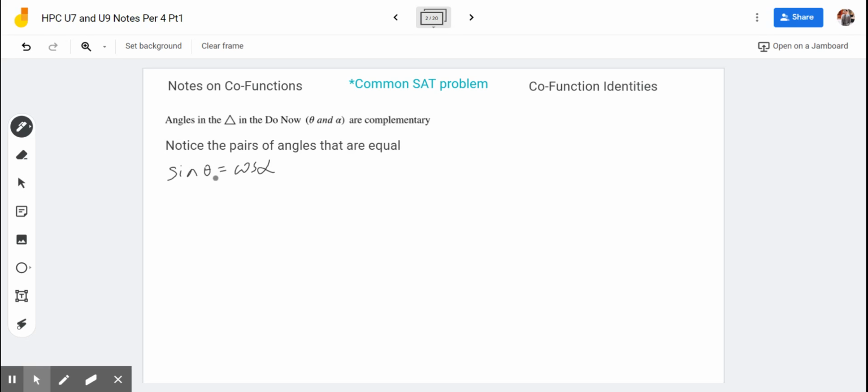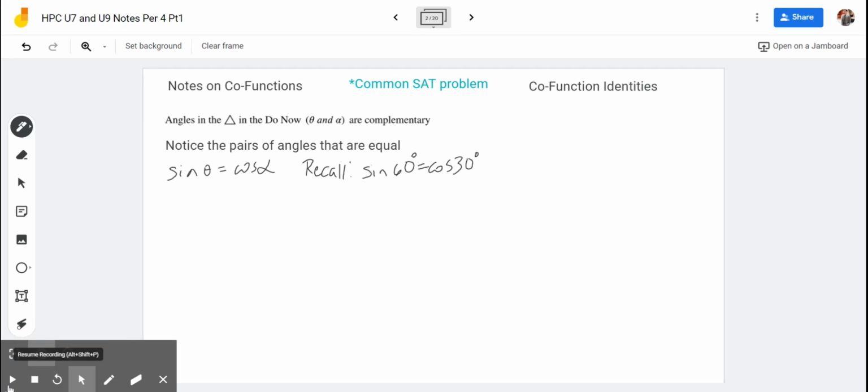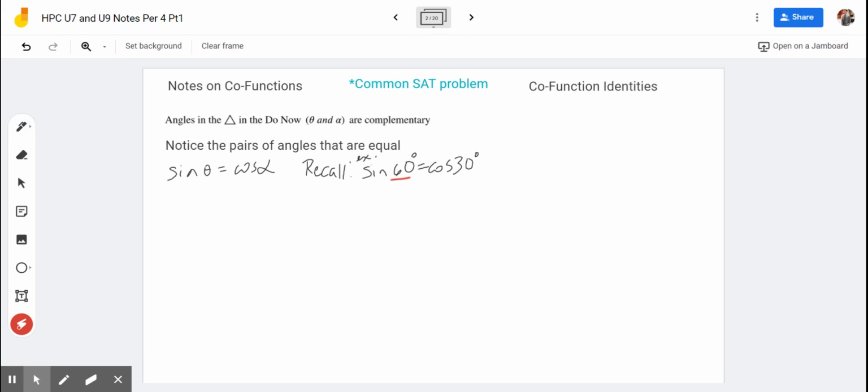And we actually already saw this too in the unit circle. So I'll just write a quick recall. So for example, this is only one, but we saw that the sine of 60 degrees was the same as the cosine value at 30 degrees. And we can flip it. If you were to change it to sine of 30, that would be the same as your cosine value of 60 as well. Okay.